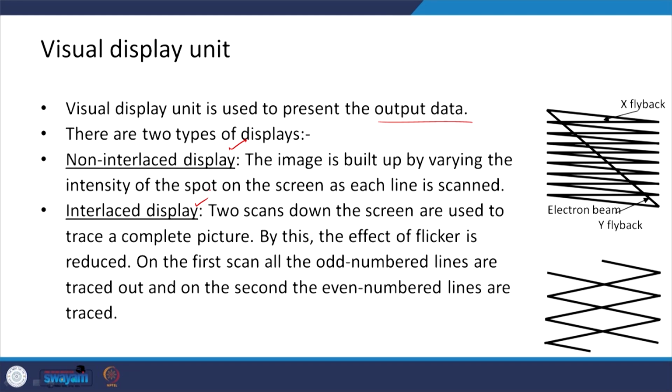So, here this is how it is shown, the interlaced display, and this is the non-interlaced display. So, you have an electron beam over here, there is X flyback and there is Y flyback.